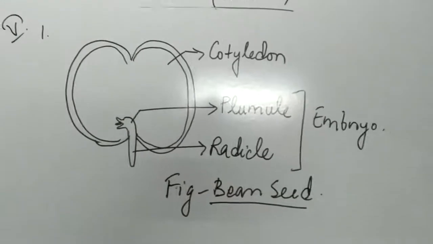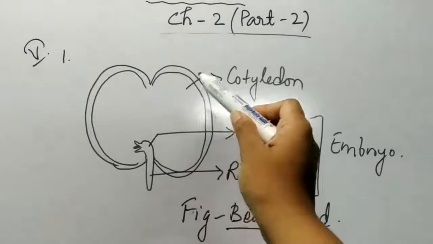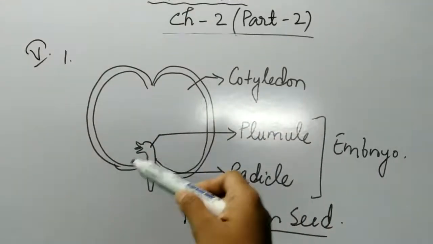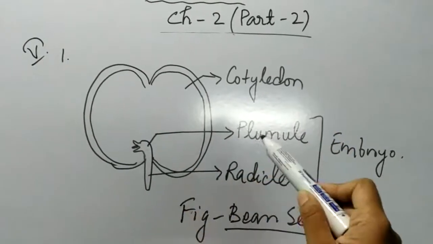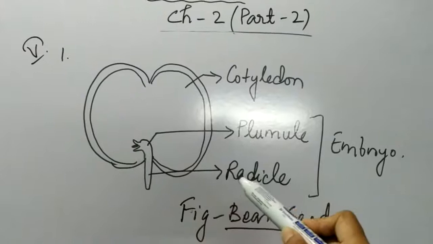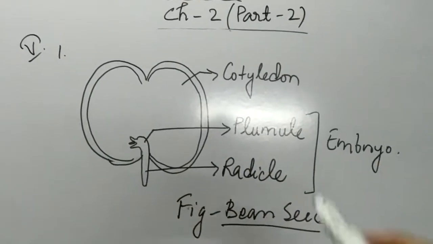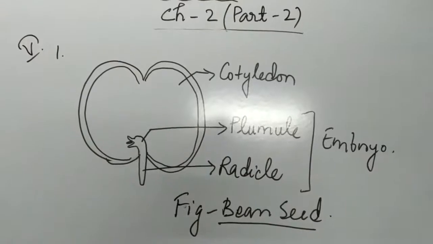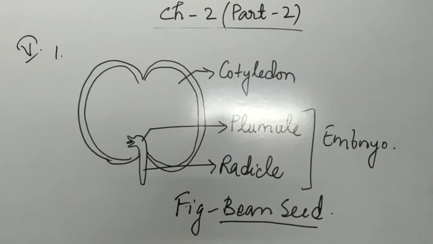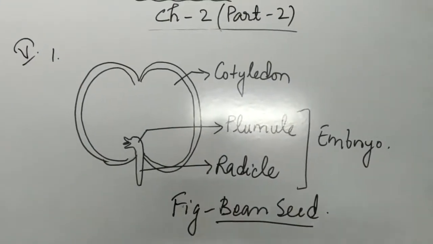It's a cross-sectional view. Over here you see it consists of two seed leaves, that is cotyledon, and this part is known as the plumule and this part is known as the radicle, and this plumule and radicle together form the embryo. Later on, this embryo will develop into the seedling.